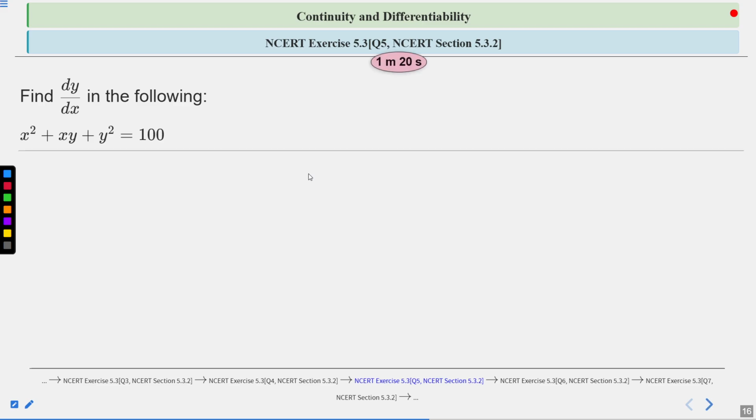Again, you have 1 minute 20 seconds to solve or think about this question. After that, we'll move to the solution part, right?